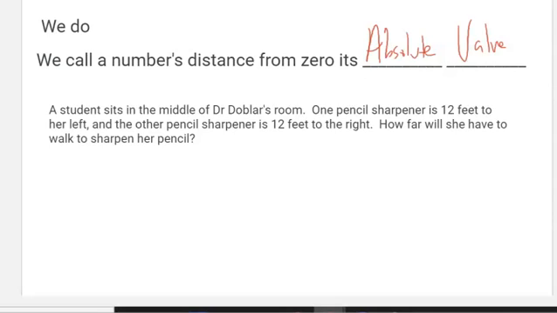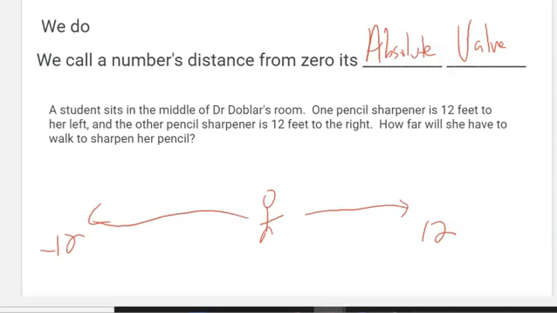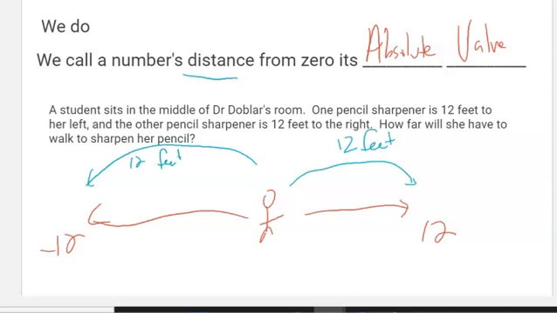So just as an example of what it might mean, a student sits in the middle of my room. There's the student. One pencil sharpener is 12 feet to her left, so that would be like negative 12. One pencil sharpener is 12 feet to the right. That would be like positive 12. How far will she have to walk to sharpen her pencil? Now we're talking about distance, and distance is always positive. So if she goes this way, she has to walk 12 feet. If she walks this way, she still has to walk 12 feet. If we talk about distance, we always use positive numbers.